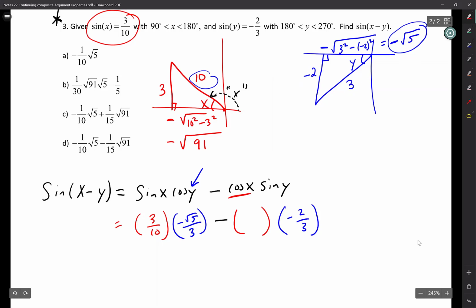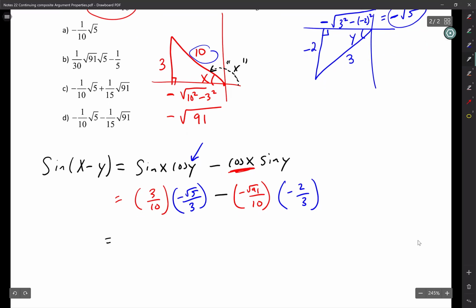Okay, now we're looking at the red one, cosine x. Adjacent, negative square root of 91 over hypotenuse 10. Now everything's correct. There's no more errors. At least I didn't see any. All right, let's see what that is. -3 square root of 5 over 30. And let's see, negative times a negative is a positive. I have a negative on the outside, so it's still minus 2 square root of 91 over 30.